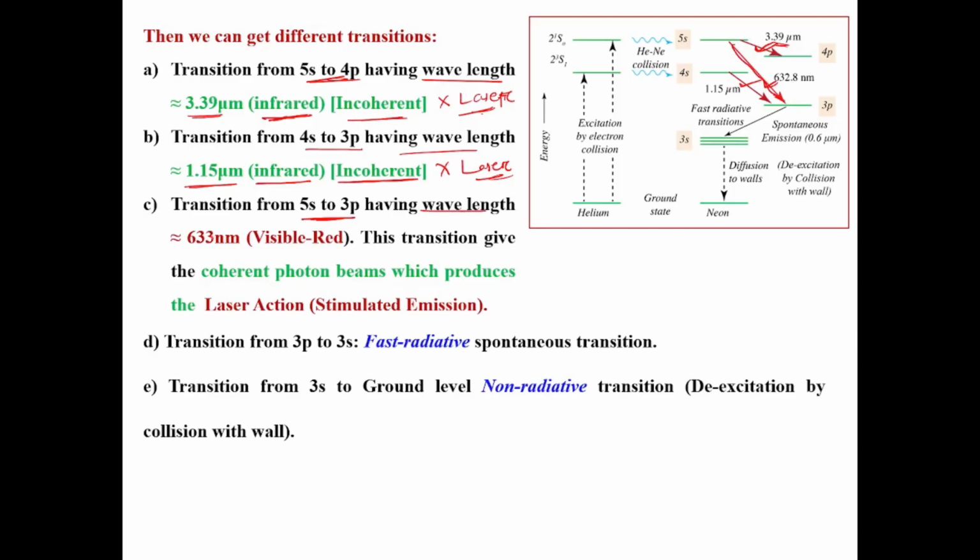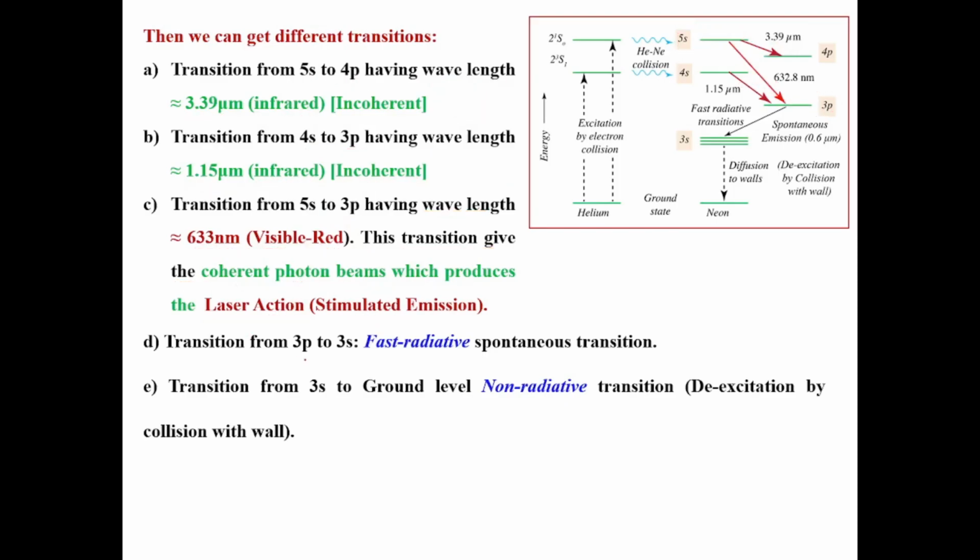The transition from 5s to 3p has a wavelength of around 633 nanometer, which is visible red light. This transition gives coherent photon beams. Coherent photon beams means the so-called laser action or stimulated emission. That means population inversion is found between these two levels, 5s and 3p, and stimulated emission happens between them, due to which we get laser action with a wavelength of around 633 nanometer, in the visible range.